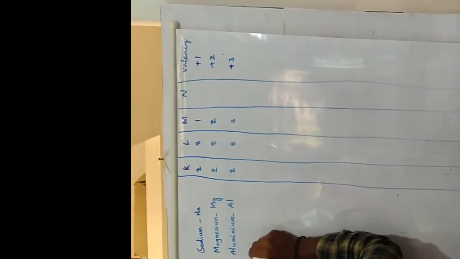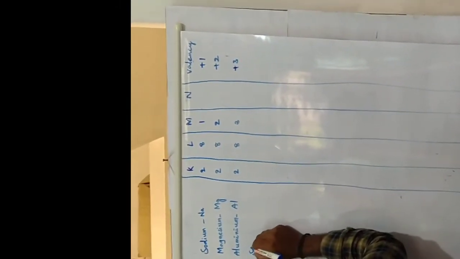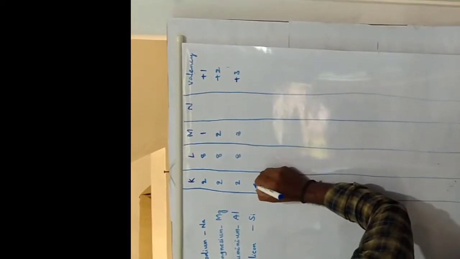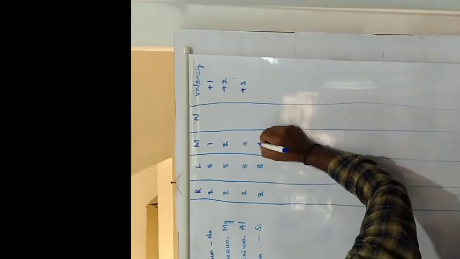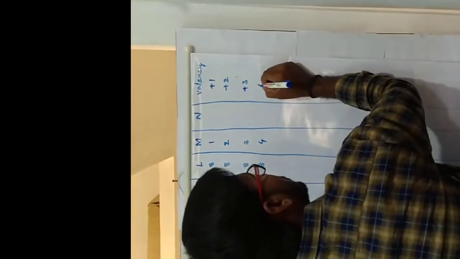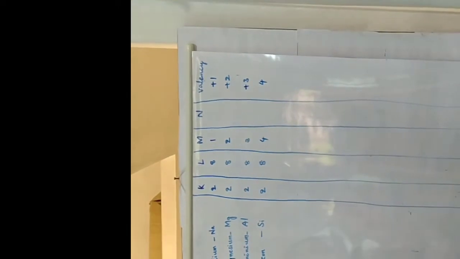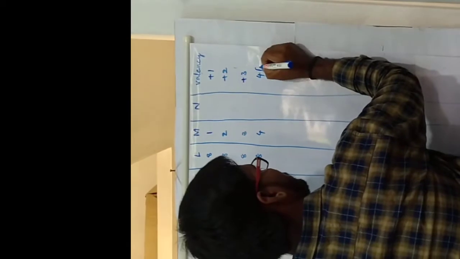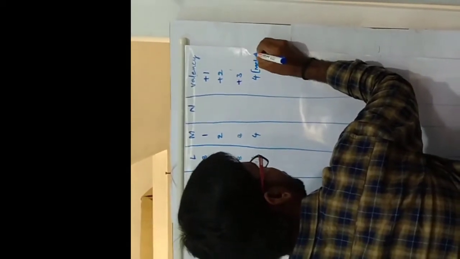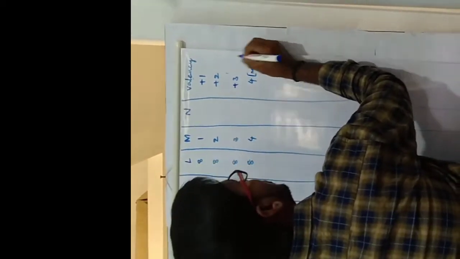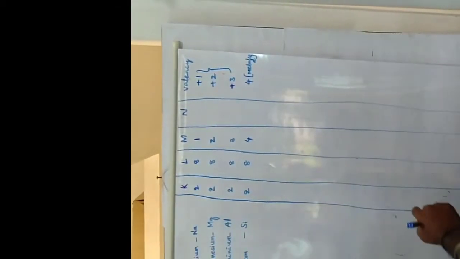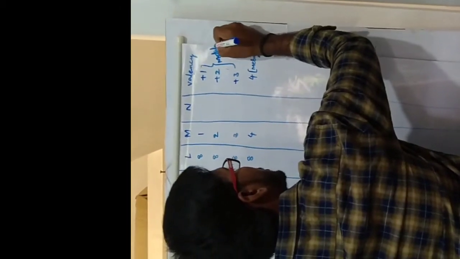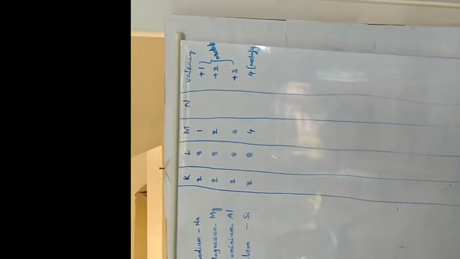Atomic number 14, silicon. Symbol of silicon Si. Electronic configuration 2, 8, 4. Valency is 4. So silicon is a metalloid. Sodium, magnesium, aluminum are all metals. So that's why the charge will be positive charge.